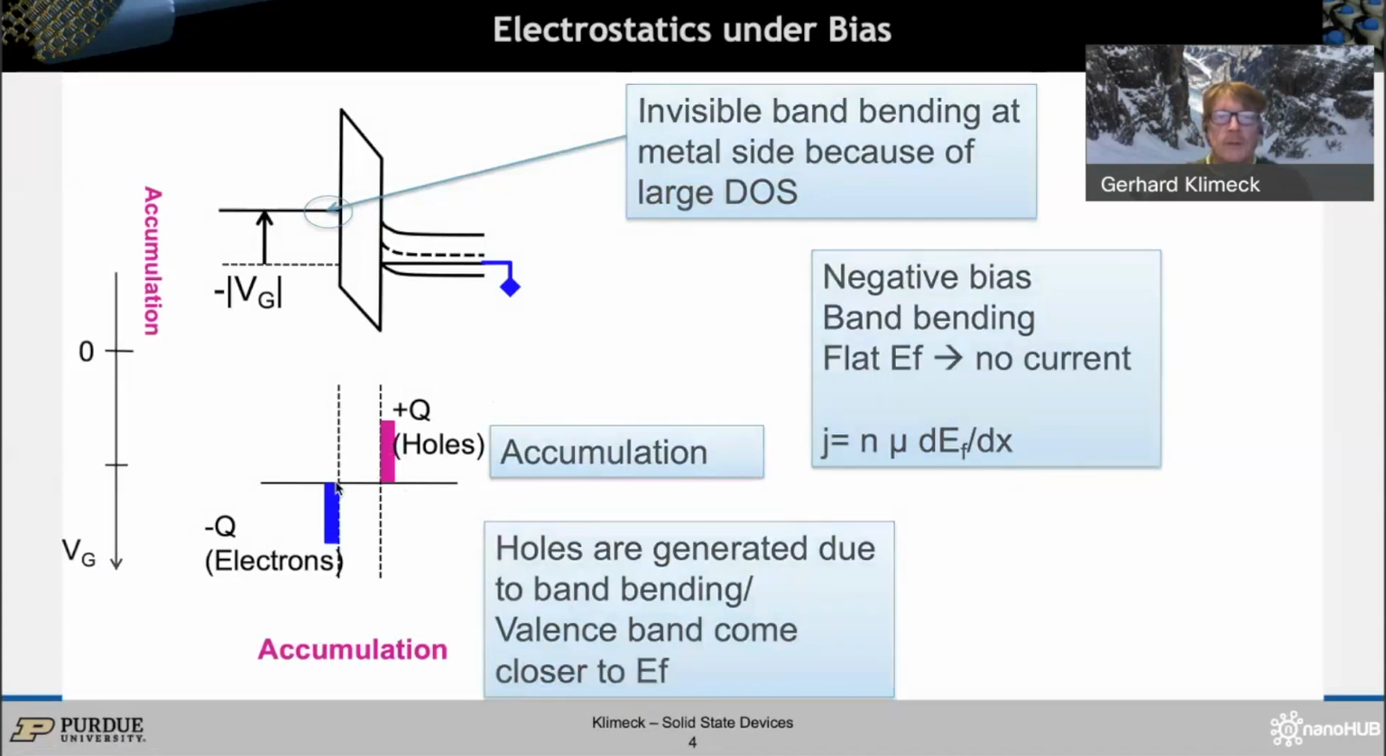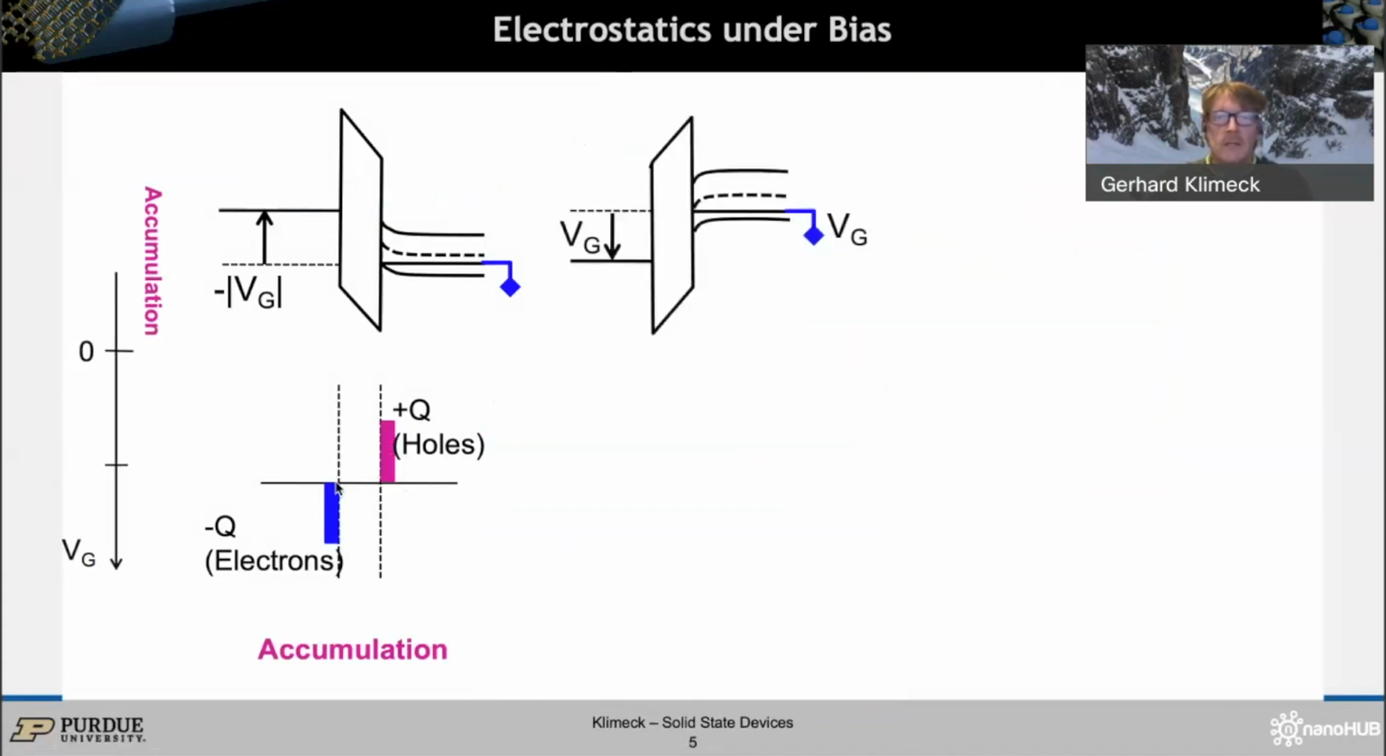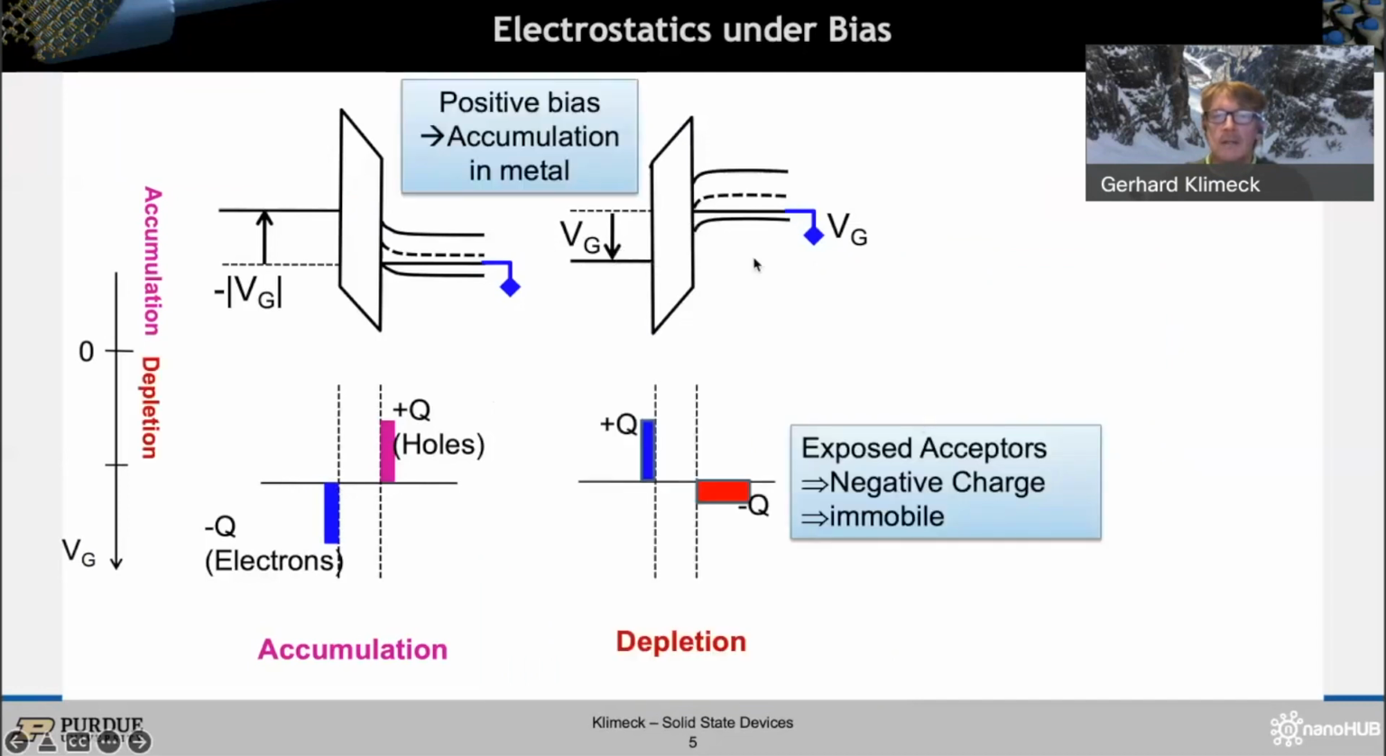You can now put the bias in the other direction, and you still won't have any band bending on the metal side, but you begin to bend the bands in the semiconductor and you begin to deplete the holes out of this region. So now the charge in the semiconductor side is changing. You still have a capacitor, but the charge is now distributed over a wider length. So in a sense, you have two serial capacitors.